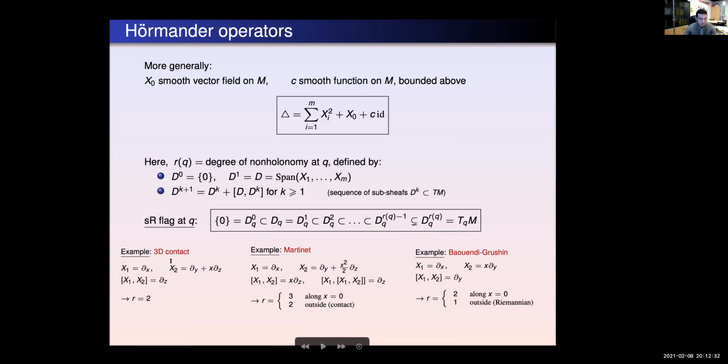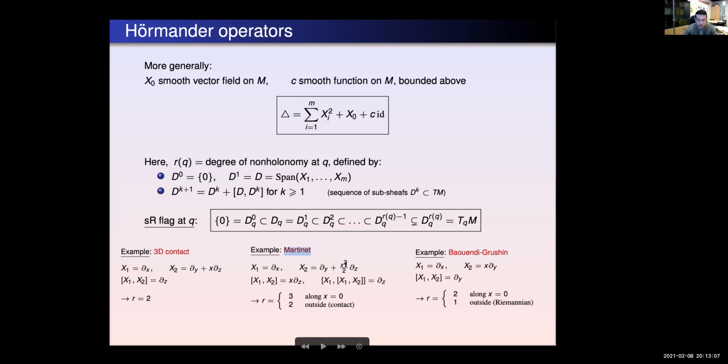For instance, in the 3D contact case, you have these two vector fields, x1 and x2. So you do not generate R3. But to generate R3, you are led to consider the first Lie bracket, x1 bracketed with x2, which gives exactly dz, the missing direction. So here you have r equal 2, which means that the degree of non-holonomy is equal to 2. For the Martinet case, what is the difference?